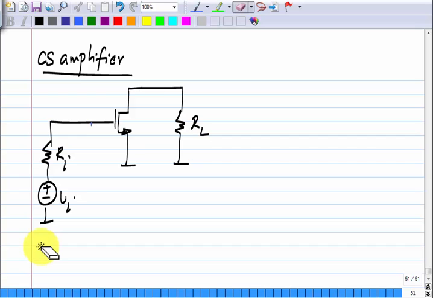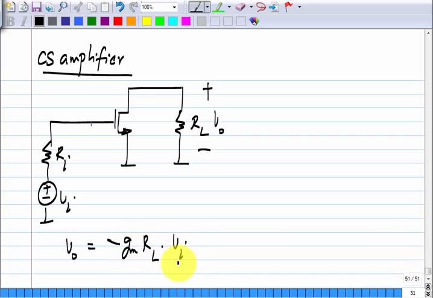Now, with this picture, what is the output voltage? No, it is not GMRL, what is it? Minus GMRL. So, please always mind the sign. Minus GMRL times VI. And this expression has no frequency dependence at all. That is, whether you have 1 hertz or 1 gigahertz, as long as the picture looks like this, the gain looks like that. So, there is no frequency dependence.